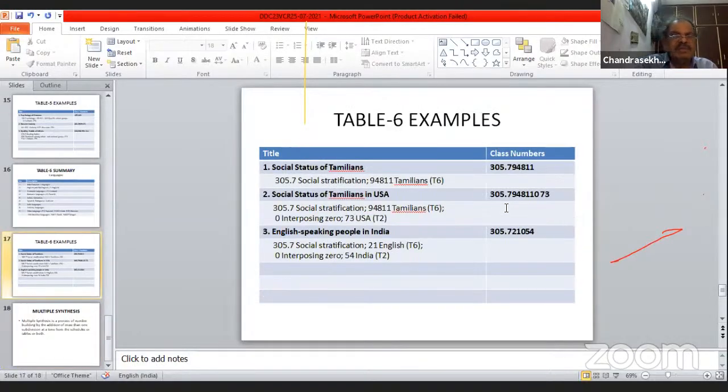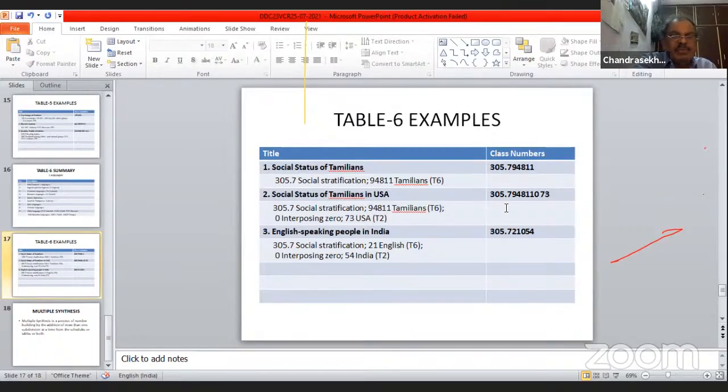So these are simple examples I have given. The social status of Tamilians: social stratification is 350.7. There is an instruction to add the language groups, so the Tamilians number from table 6 is added here. Social status of Tamilians in the USA: status in another country is added with a 0 when adding the country number.